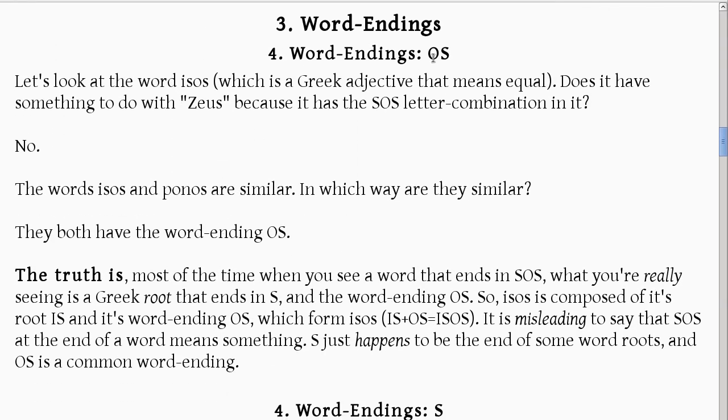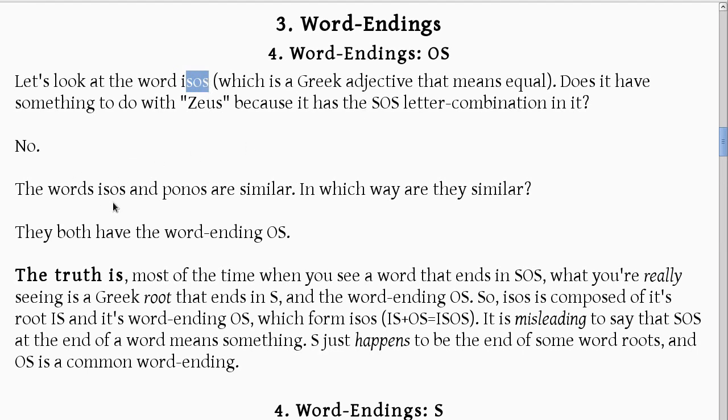Word endings, OS. Let's look at the word isos, which is a Greek adjective that means equal. Does it have something to do with Zeus because it has the SOS letter combination in it? Now let's examine this word, isos. In English characters, it is ISOS, so it contains SOS at the end of the word. Now obviously this isn't a name, but I'm still making my point. Contains SOS. Does that have something to do with Zeus?